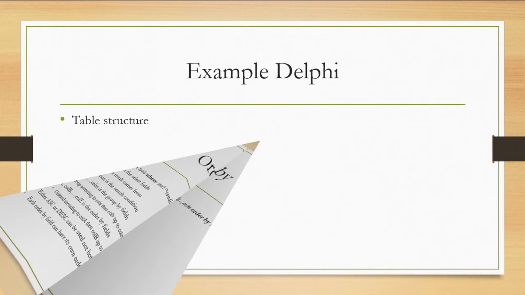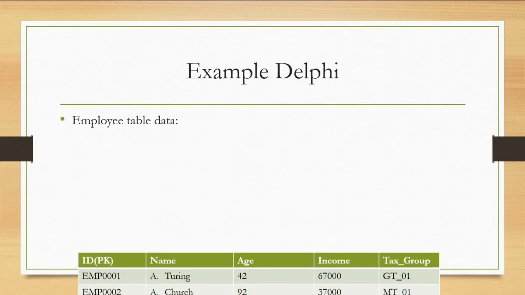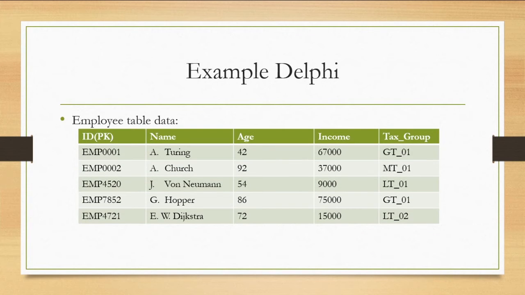Let's look at the example in Delphi. So first, our table structure: we've got tax groups with primary key group ID, and employee with primary key ID, and tax group ID, which is a foreign key. They've got the following relationship, and it is a one-to-many relationship. If you are unsure what a relationship is, please see our video that explains relationships. Let's look at some employee table data. There you have our employee table data we will be using.